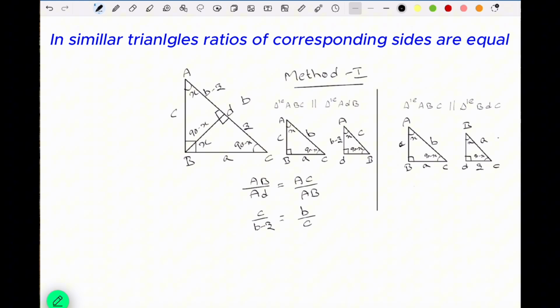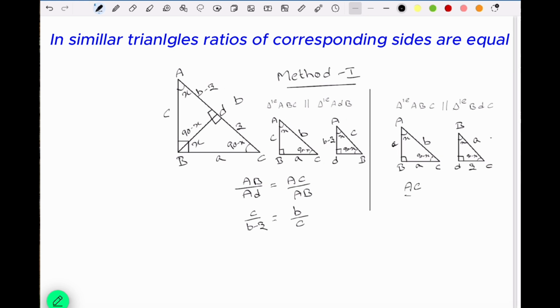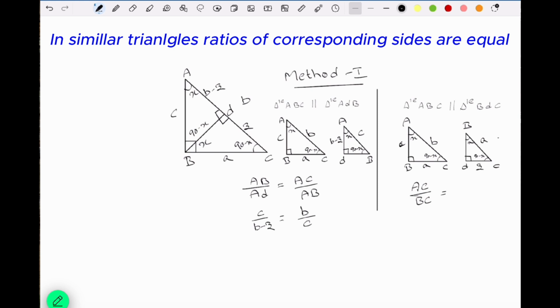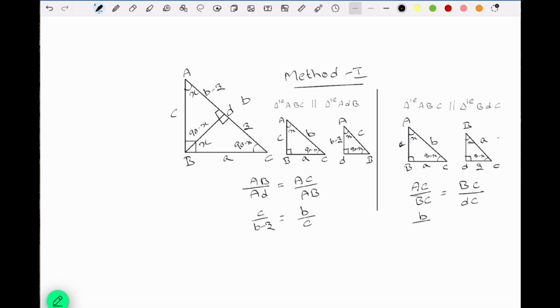In the second pair of triangles also, we can write AC divided by BC is equal to BC divided by DC. So, B by A is equal to A by Z.